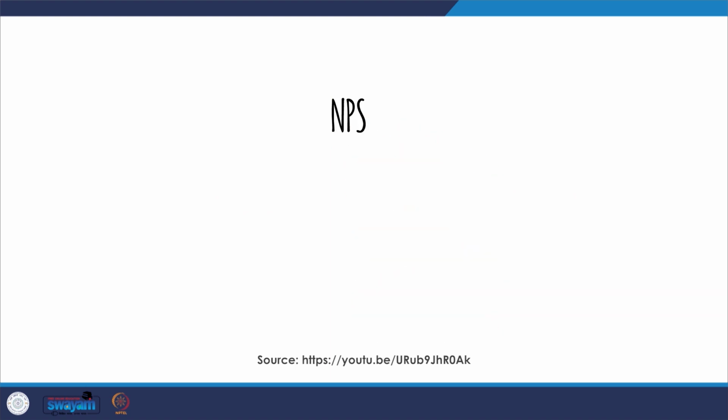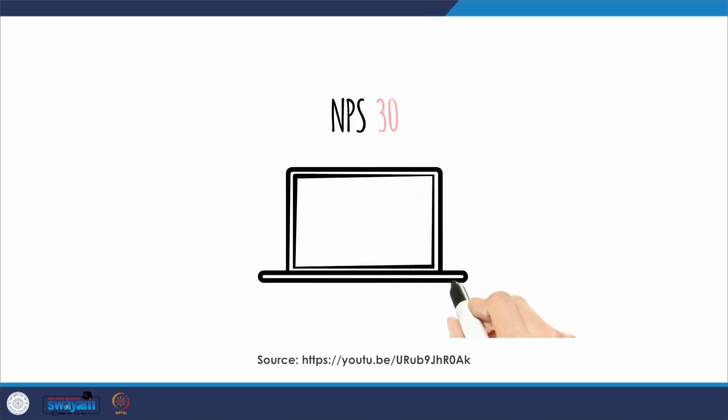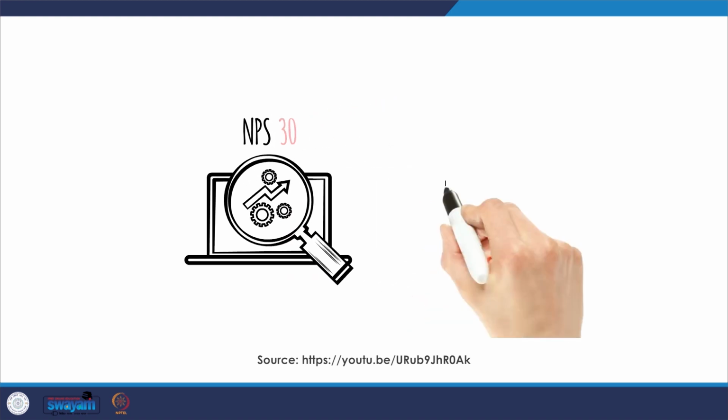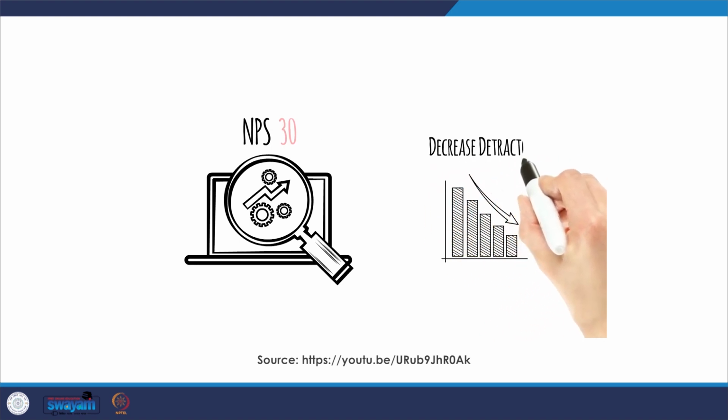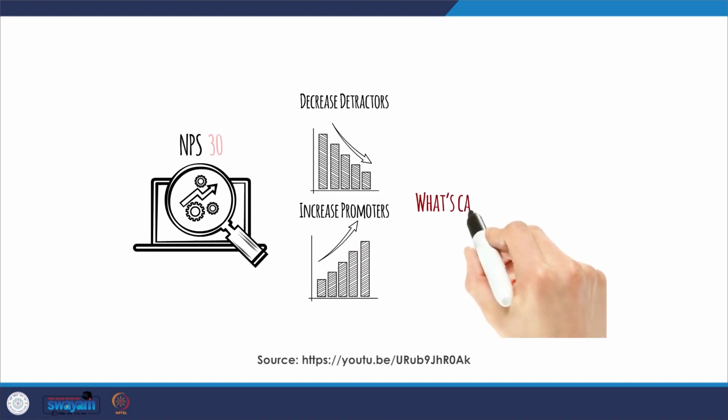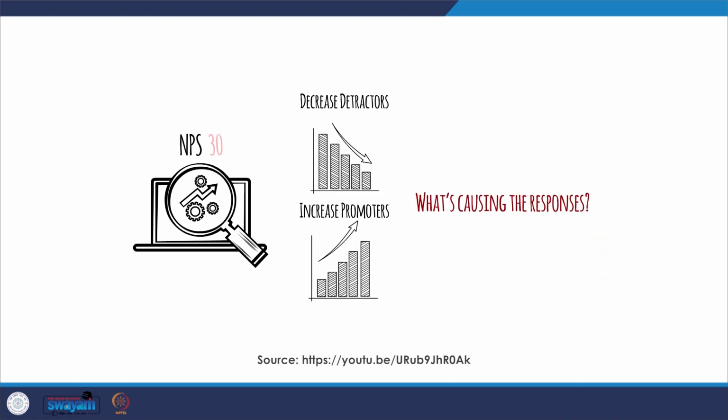While NPS provides a score, 30 in this case, the power of the system does not come from overly focusing on the number. The goal of using NPS is to find and correct issues that create detractors and to find and repeat activities that create promoters. So it is important to understand what is causing customers to choose their responses.